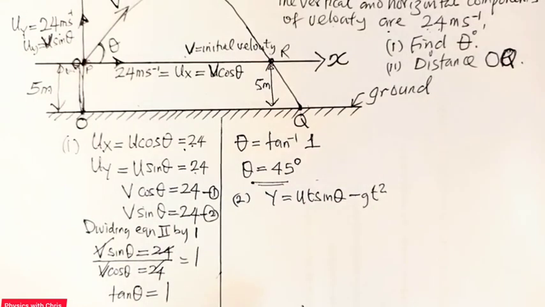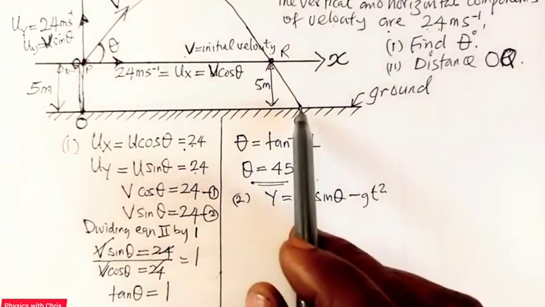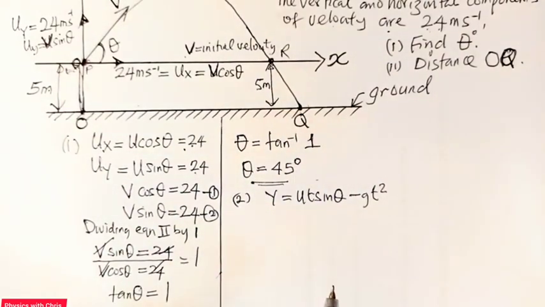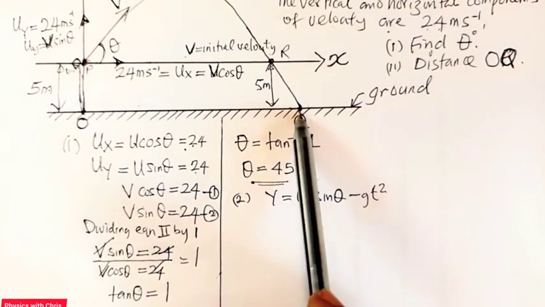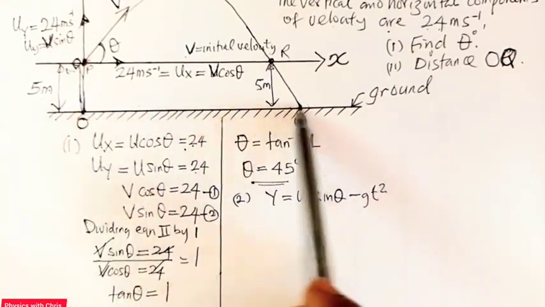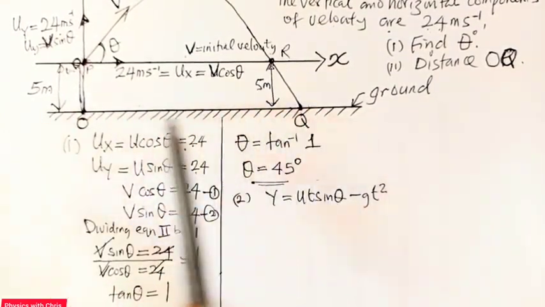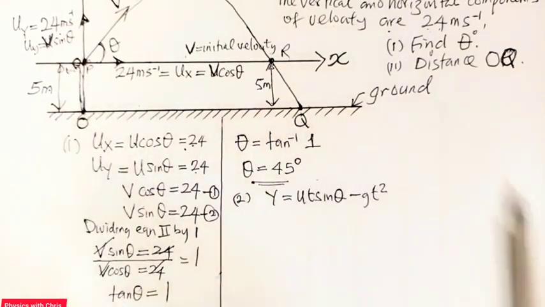I can find the time taken for the particle to hit point Q. If I get the time taken for the particle to go all this while and strike this point Q, then I can determine this horizontal distance from point O here to point Q.